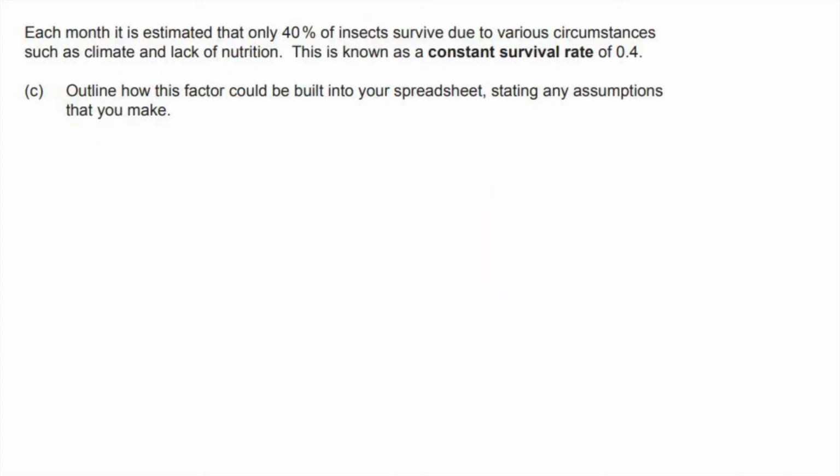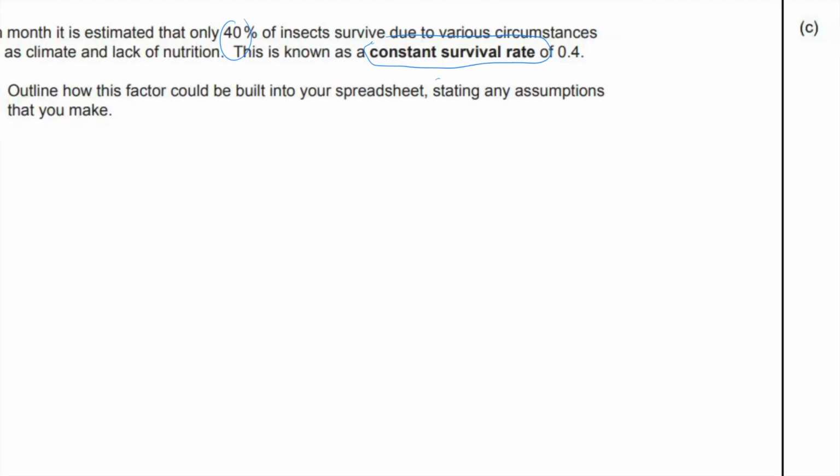Now, just as an additional question involving spreadsheets. Right here it says, each month it is estimated that only 40% of insects survive due to various circumstances, such as climate and nutrition. This is known as a constant survival rate. Outline how this factor could be built into your spreadsheet, stating any assumptions that you make.